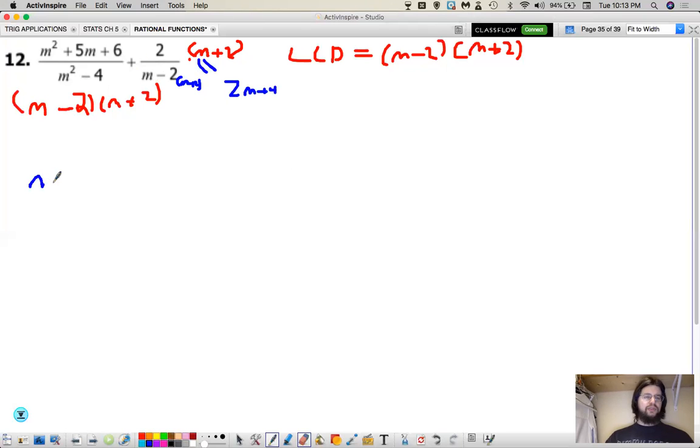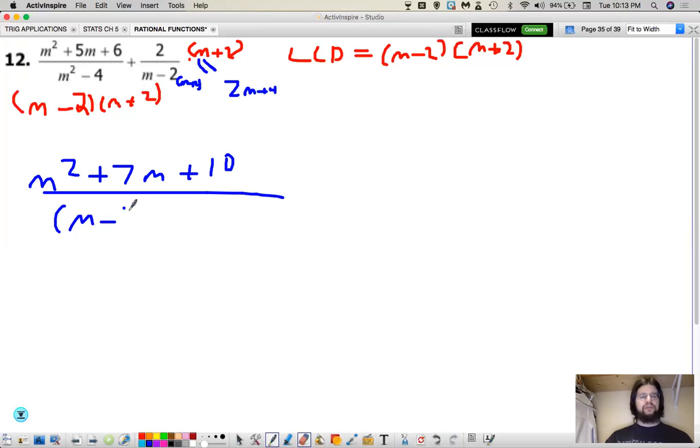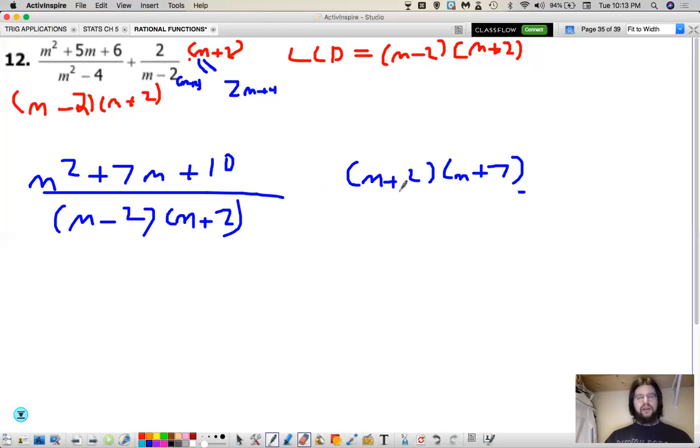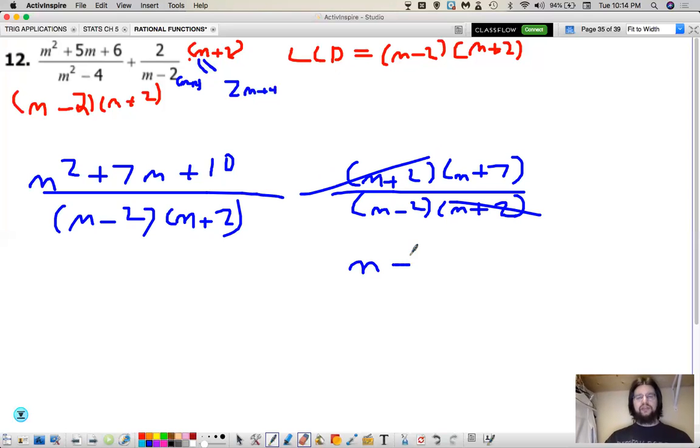Combine like terms. m squared plus 7m plus 10. Another nice and easy factorable numerator there. Trinomial, AC method if you don't know it off the top of your head. Factors as m plus 2, m plus 7. We got some cancellation going on over here, and we are left with m plus 7 over m minus 2.